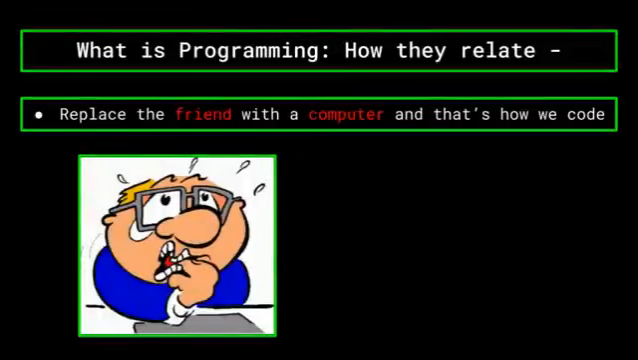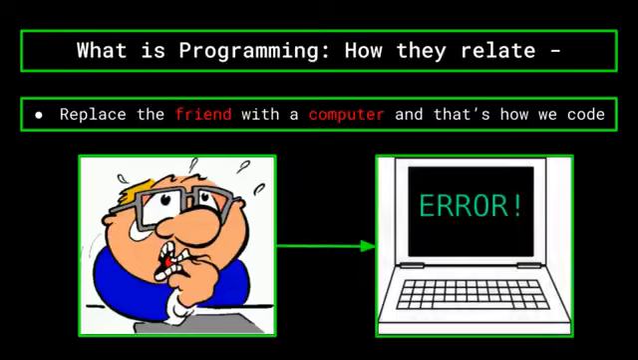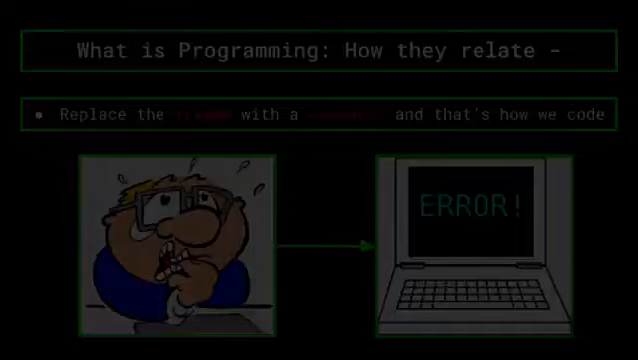Instead of a less than intelligent friend, you have a less than intelligent computer. And instead of instructions on how to build a Lego set, we are feeding it information on how to complete a program, like a game or a web application. An important thing to note is that computers are actually very dumb.